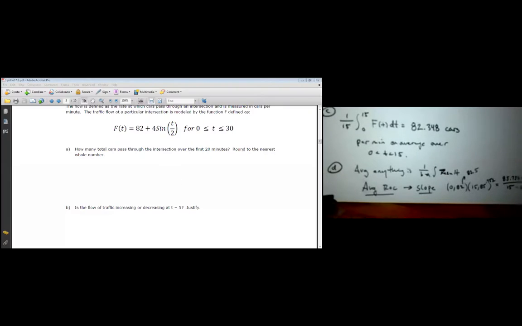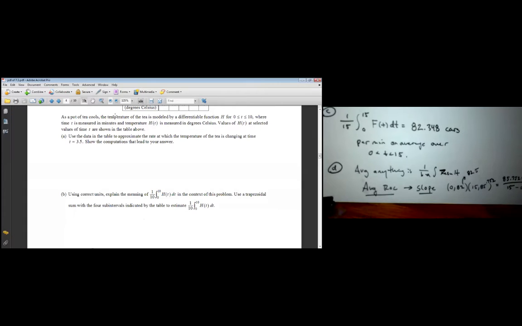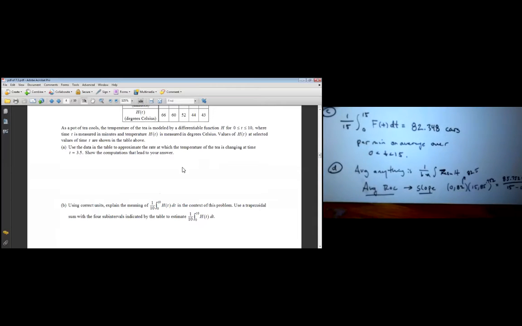Next one. I think we've done this next one already, if I'm correct. This is the one where the temperature was decreasing. So we're just going to go quick through this one. Use the data in the table to approximate. What are we doing for part A? What's the plan? Finding the slope, and since they asked you for 3.5, you would use these ordered pairs right there. Does everybody agree? So it's going to be -8/3, right? And then that would be degrees Celsius per minute squared.